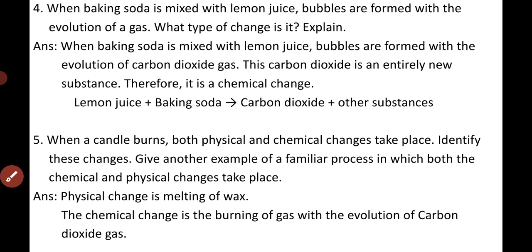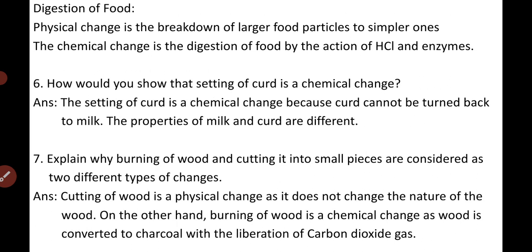Now the second part of the question: give another example of a familiar process in which both physical and chemical changes take place. Here, digestion of food. During the process of digestion, the initial breakdown of the food happens in our buccal cavity, right, in our mouth. So the larger food particles will be broken down into simpler or smaller substances in our mouth.